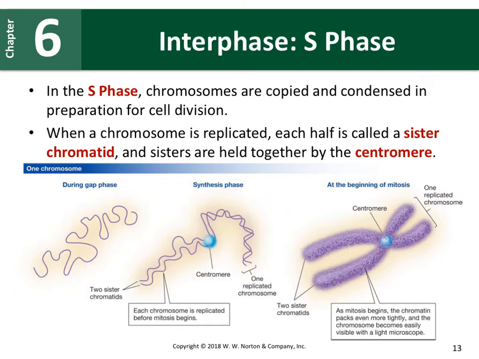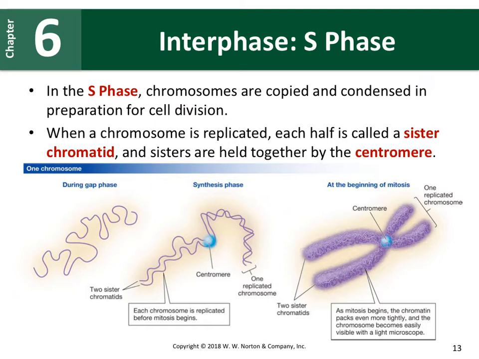Now, once it gets in G1, if it gets a signal, it goes into S phase, in interphase. And interphase is G1, S phase, G2. In the S phase, the chromosomes are copied and condensed in preparation for cell division. During gap phase, they're uncondensed, as you can see on the left. Once they're synthesized, you end up with 2 identical strands. Each chromosome is replicated before mitosis actually begins. This is S phase.